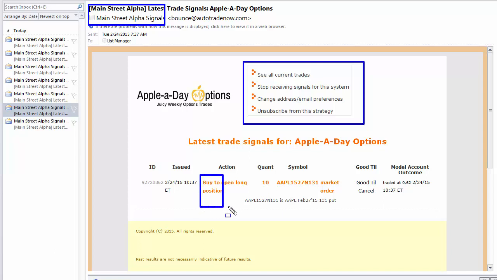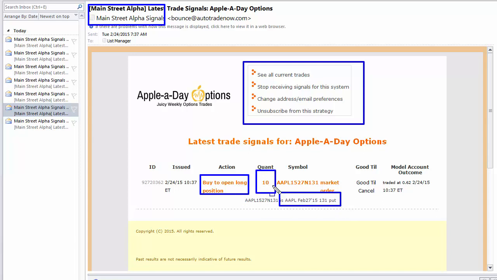So here's the first action right here, buy to open a long. Quantity is 10 in this particular instance. And this is where folks initially get confused. This symbol here is kind of meaningless gobbledygook. It's a CUSIP that we can't use. So you look right below it, and that tells you what that is.